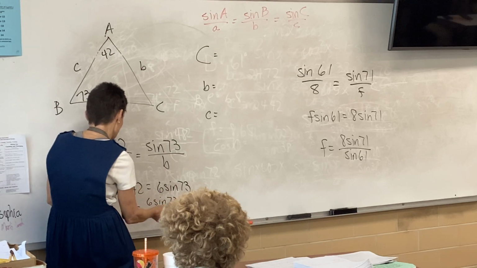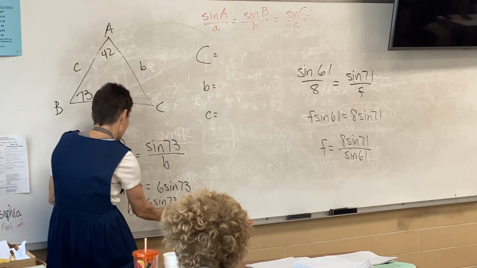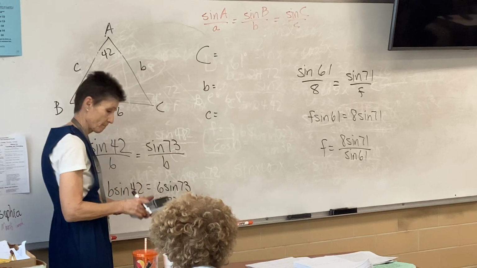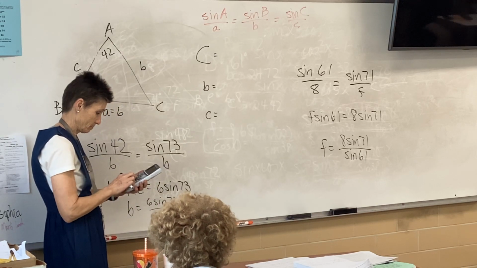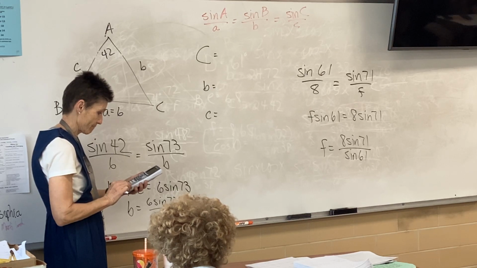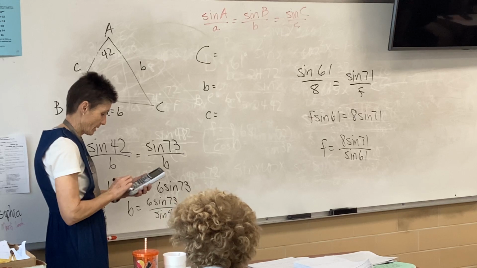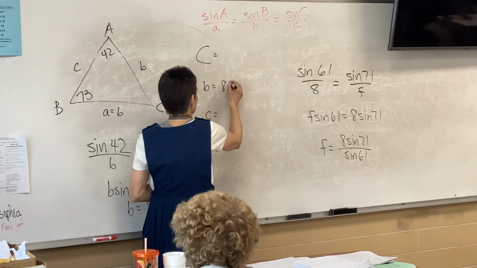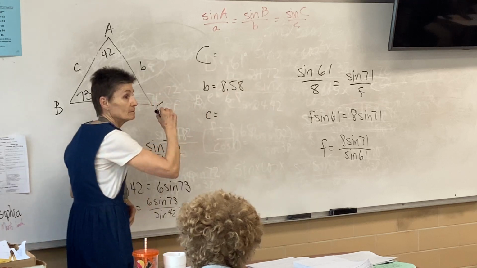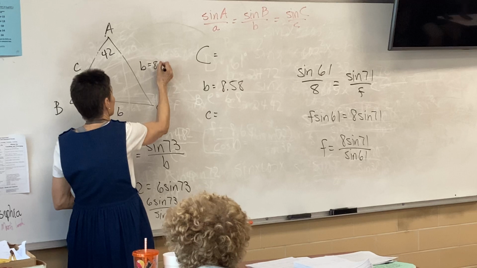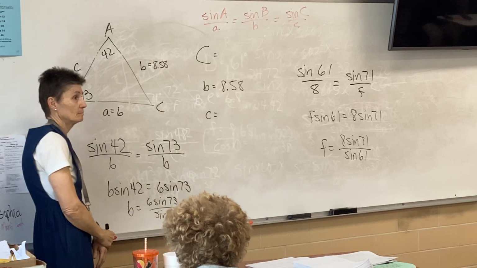And Caden, I want you to tell us what B is this time. What side B is? Side B. Anybody get 8.58 like Caden and I did? And that was side B, perfect. Beautiful.